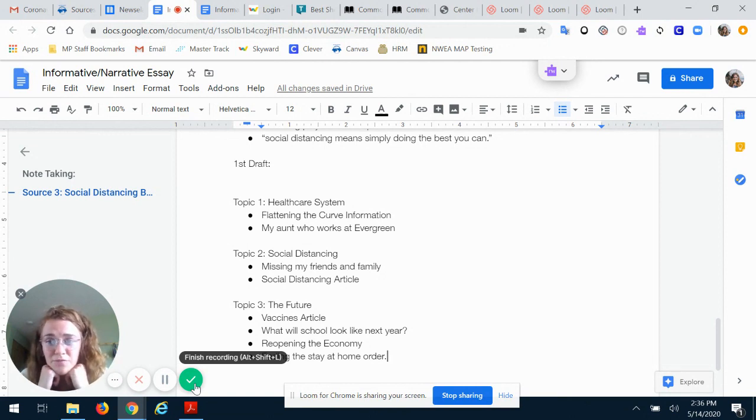And please give me a call if this is really hard for you. Ask mom and dad to give me a call because I'm more than willing to help you through this process of organizing. It's not an easy thing to do. Like I said, it's not like math. There's no straightforward answer. It just takes some real deep thinking.